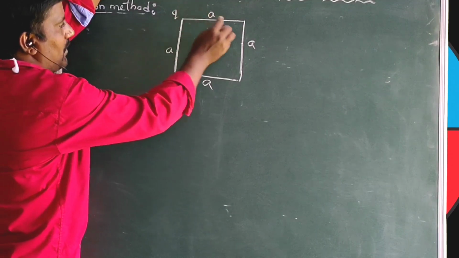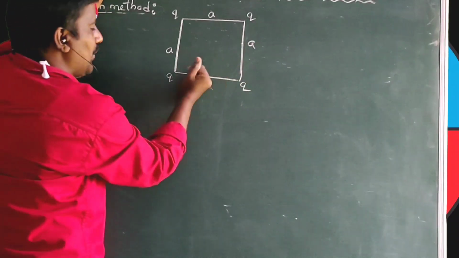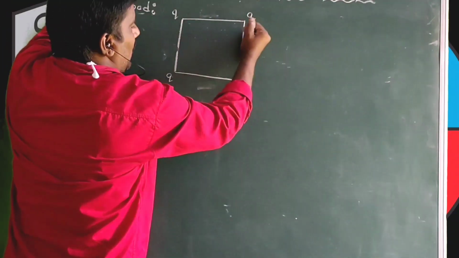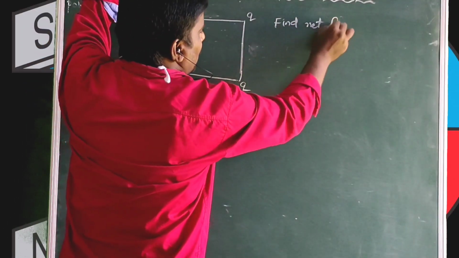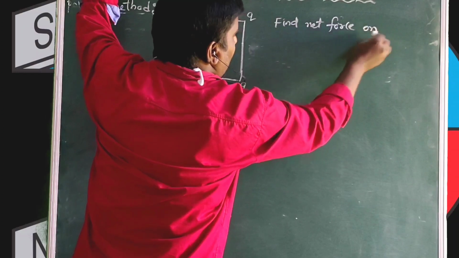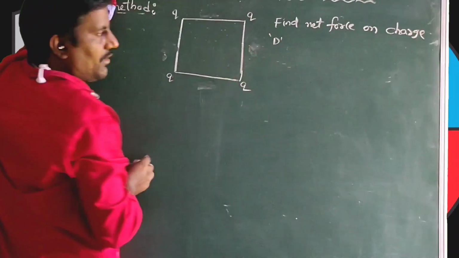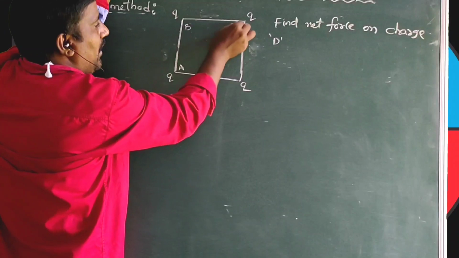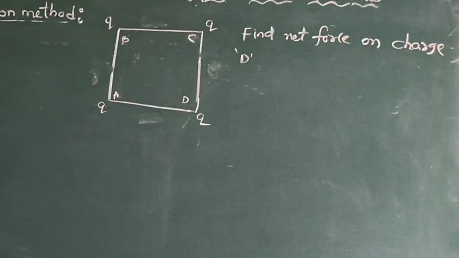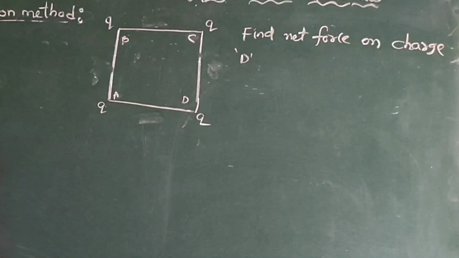So at 4 vertices I consider 4 charges Q, Q and Q. Now find the net force on charge D. I consider this is A, this is B, and this is C, and find the net force on charge D. That means the net force on Q charge that is at vertex D.